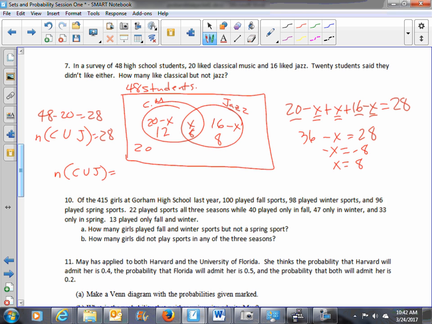Now let's stop for just a second and check to make sure this makes sense. If we add 20 and 12, that's 32. And 8, that's 40, and 8 more is 48. So it does check. So how many like classical but not jazz? Classical but not jazz is this 12 here.